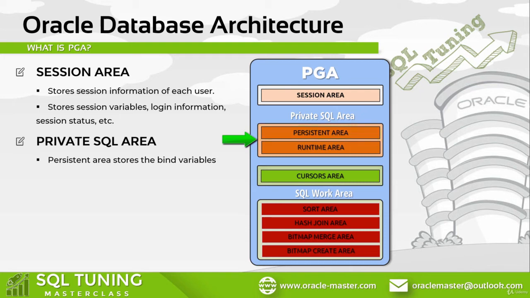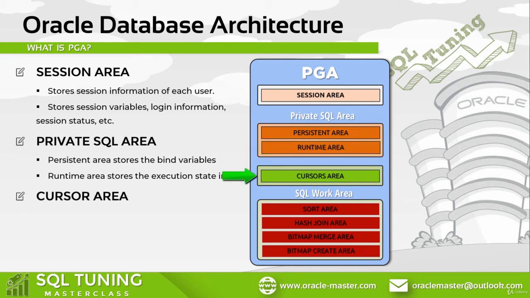The other private SQL area component is the runtime area. It stores the execution state information. I mean, did we start reading the tables, what percentage have we read till now, or did we finish reading, etc. The next memory area in the PGA is the cursor area. This area stores the information of the cursors.